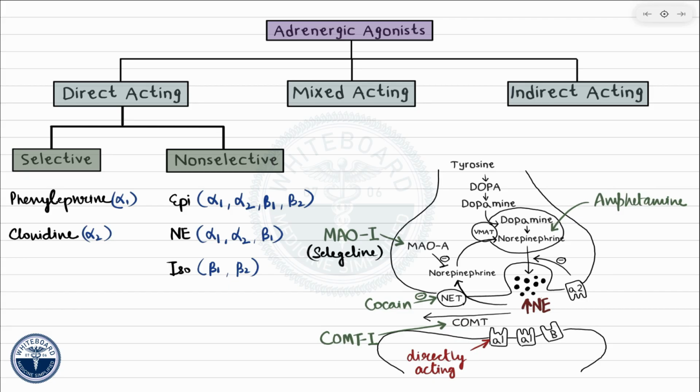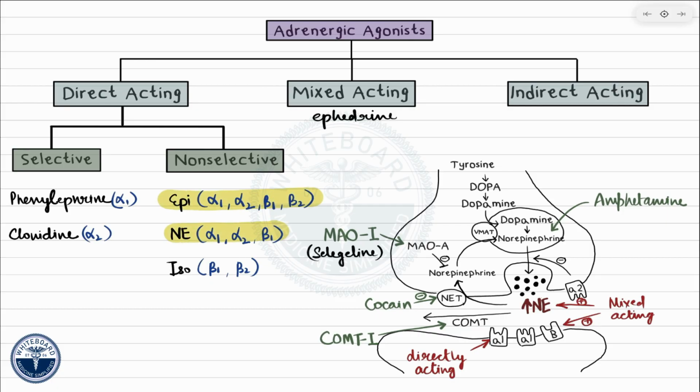Finally, there are mixed-acting adrenergic agonists, which combine both mechanisms. These drugs not only stimulate adrenergic receptors directly, but also increase the release of norepinephrine from sympathetic nerve terminals. The classic example is ephedrine. Let's begin with the two most important catecholamines in pharmacology, norepinephrine and epinephrine.